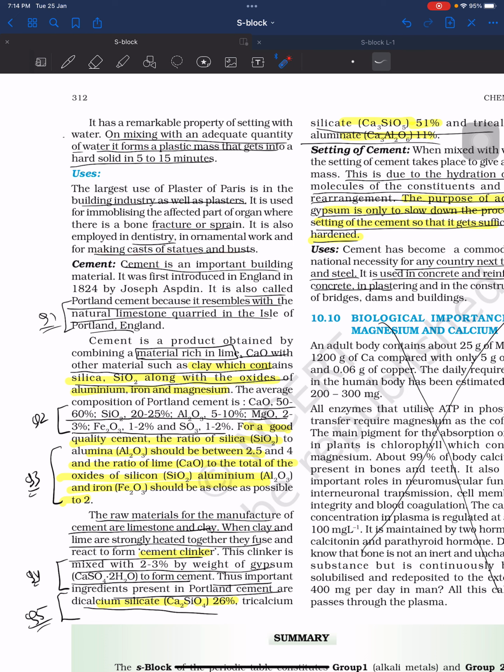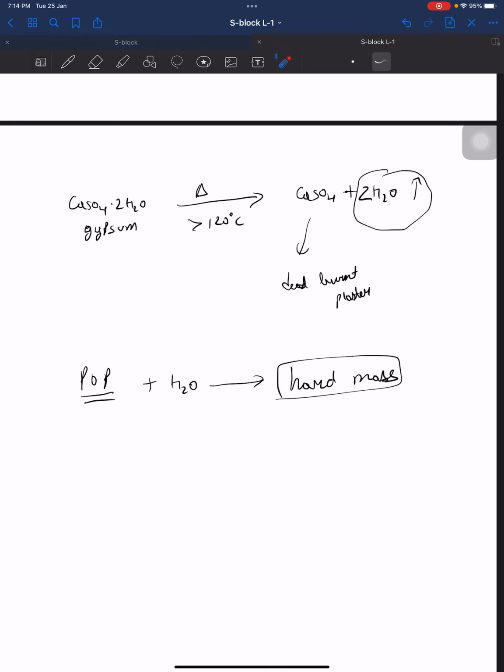So cement. Now, what is cement basically? Don't get confused. This gypsum is not cement. Somebody would tell you this CaSO4.2H2O is cement. No, that's not right. If this is the question, that's not right.